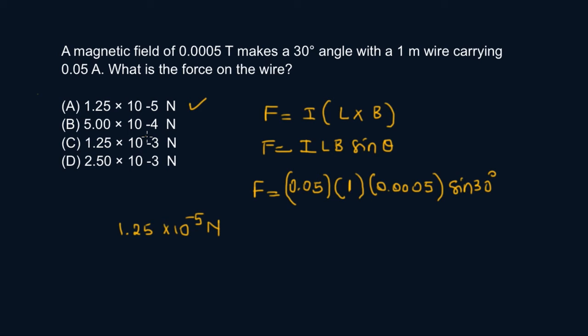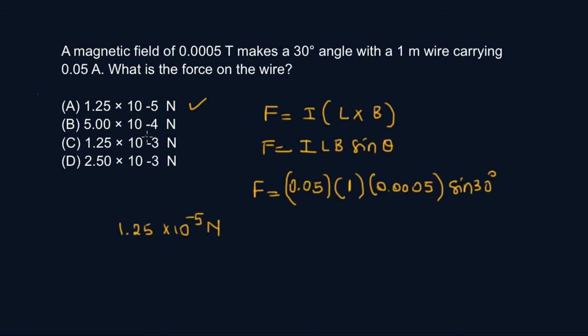Once I solve the problem, I like to solve it the wrong way to see if the actual answer is there. 2.5. Actually, yes. Because if you forget to put sine of 30, you get 2.5 times 10 to the power -5. I guess, yeah, let me see here.